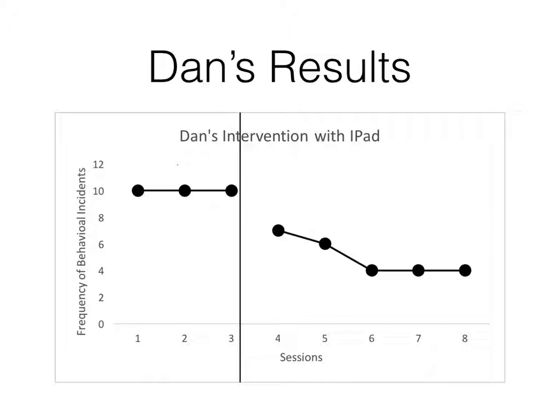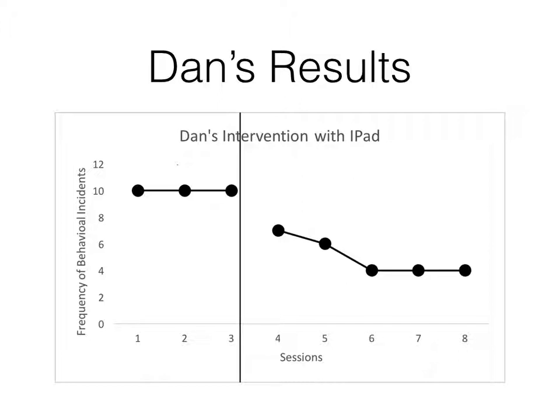Dan was our second participant. Again, his chart shows frequency of behavior incidents and then number of sessions. For Dan's, the first 3 days of his baseline data, he had 10 behavior incidents each day for 3 days. That was stable, so then we implemented the intervention.